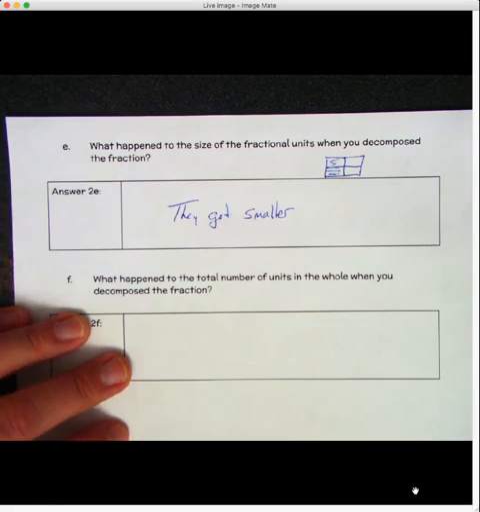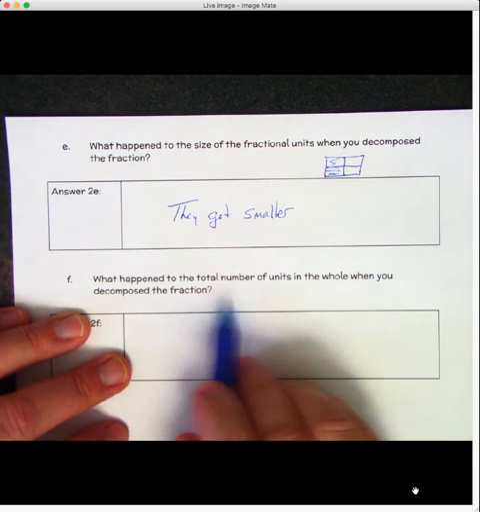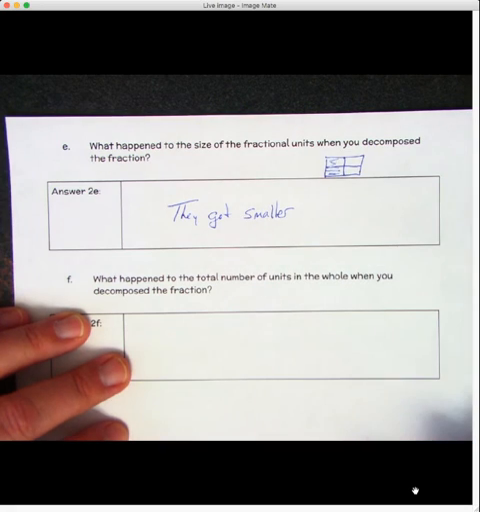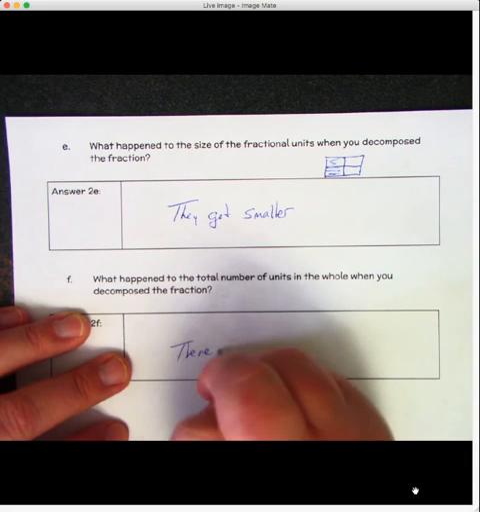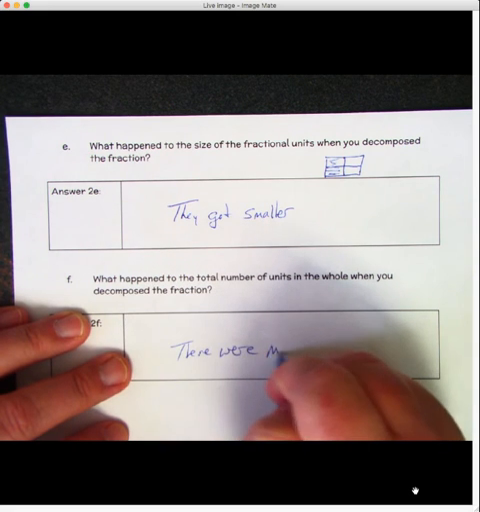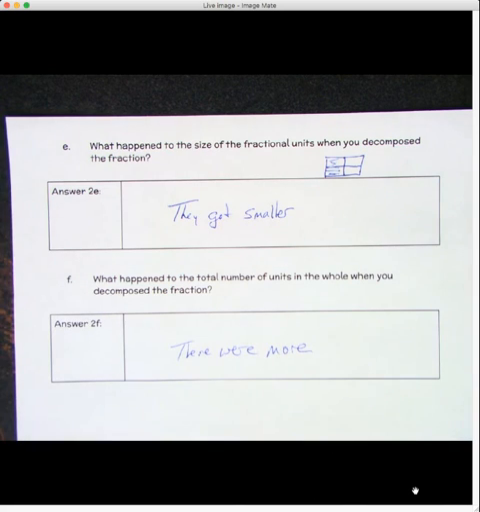Okay. What happened to the total number of units in the whole when we decomposed it? When we drew those lines, did we make more pieces or less pieces? The total number of units, there were more after we drew the lines and decomposed it.